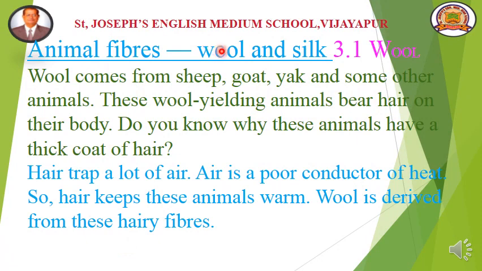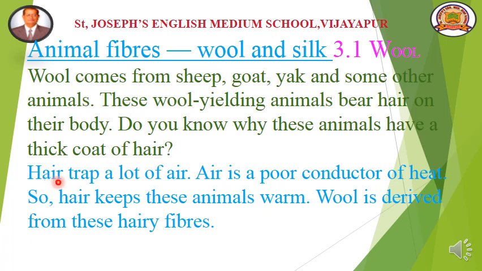Animal fiber, wool and silk. 3.1 Wool. About wool we are going to discuss in detail. Wool comes from sheep, goat, yak and some other animals. These wool yielding animals bear hair on their body. Do you know why these animals have a thick coat of hair?